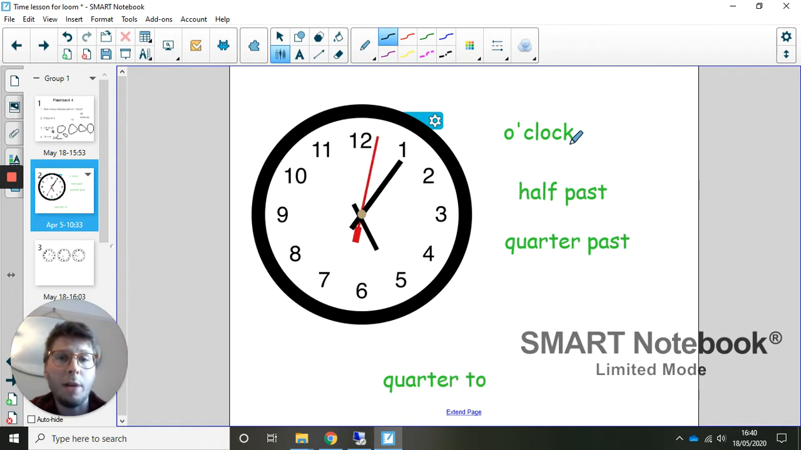Quarter past, so that one, when the big hand is on the 3, that would be quarter past. And then quarter to is when we've got 15 minutes left of the hour, so 45 minutes are gone. That would be when the big hand's on the 9. So well done if you got some of that. Right, let's have a little look at some of these questions that I've got prepared for you then.